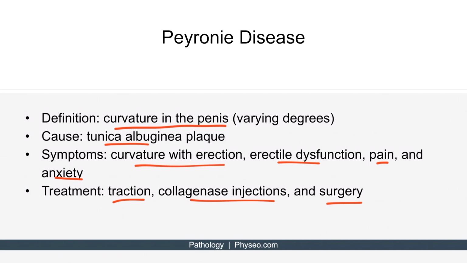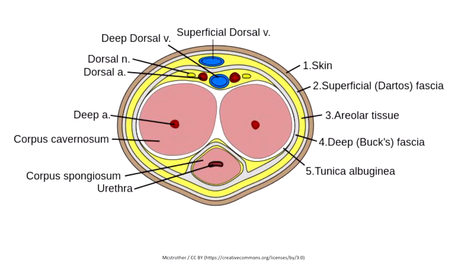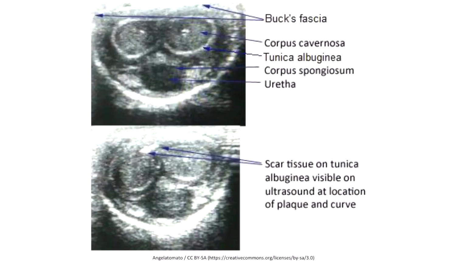All right, let's review penile anatomy to understand why a plaque would cause curvature. This is a cross-section showing the anatomy of the penis. Take a look at line number 5, which highlights the tunica albuginea. This is a layer that surrounds the corpus cavernosum, also called the corporal or erectile body. During erection, the corpus cavernosum fills with blood to cause rigidity. And as we just discussed, Peyronie disease is caused by a plaque in the tunica albuginea. So hopefully this should make sense why a plaque in this region that surrounds the erectile body would cause a curvature.